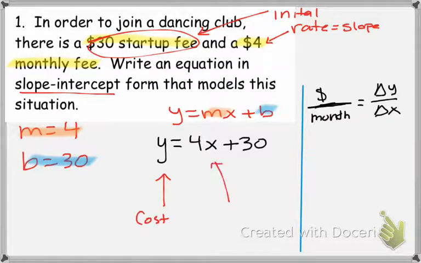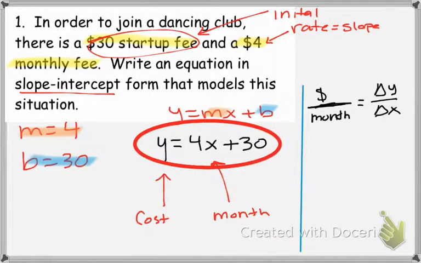and this x over here is going to be the month, right? So we can say that the month is the independent variable and the cost is the dependent variable. So the cost is dependent on the month, the month of how many months you've been in the dance club. Okay, so our answer is that y equals 4x plus 30, and you can read it as the cost is equal to $4 per month plus a $30 startup fee.